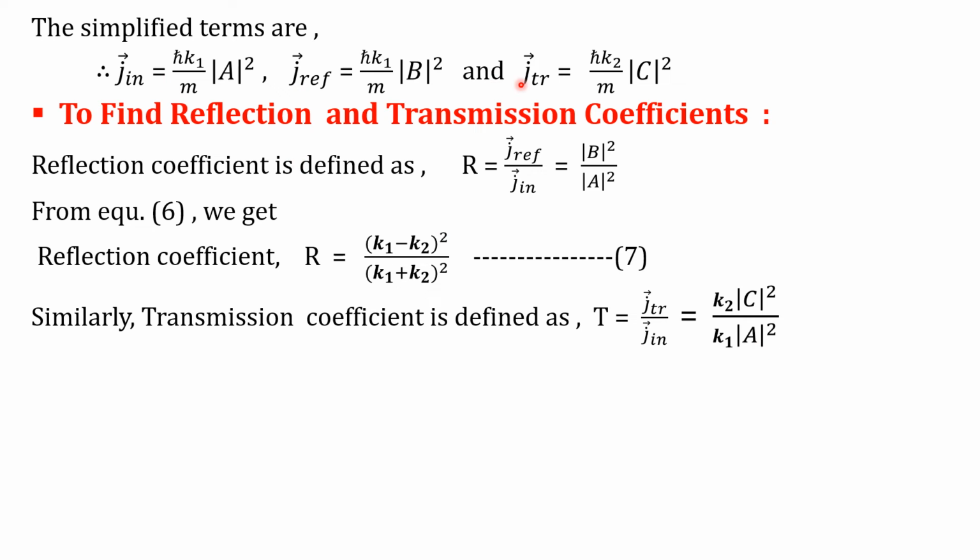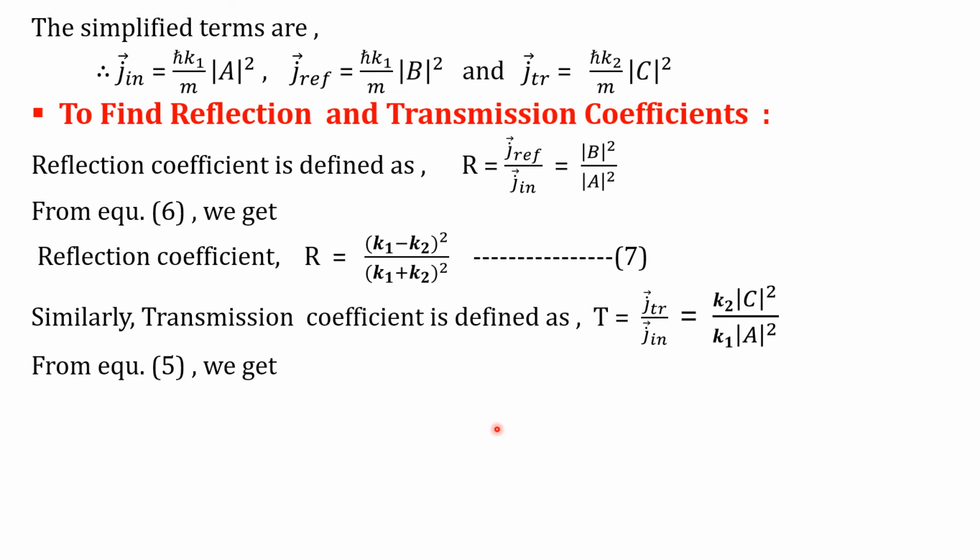Since J transmission is h cross K2 by m into modulus of C square, and J incidence is h cross K1 by m into modulus of A square, h cross by m is common to numerator and denominator. It gets cancelled, and the remaining term is K2 by K1 into modulus of C square divided by modulus of A square. From equation 5, we find the constant C in terms of A.